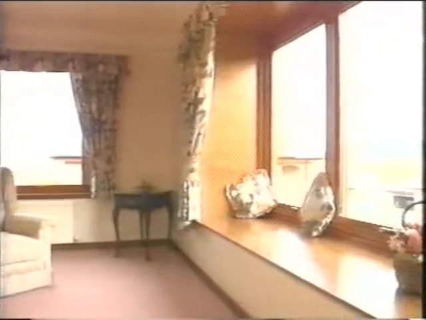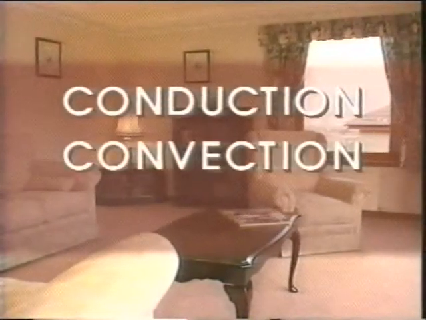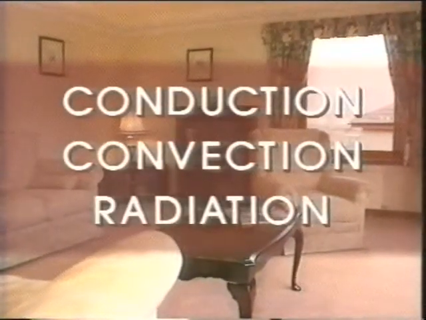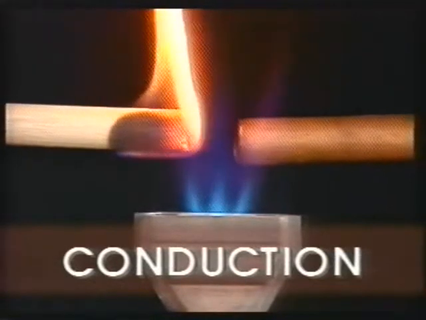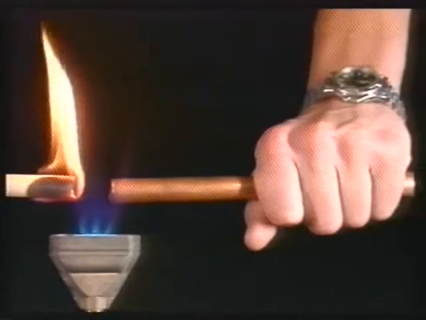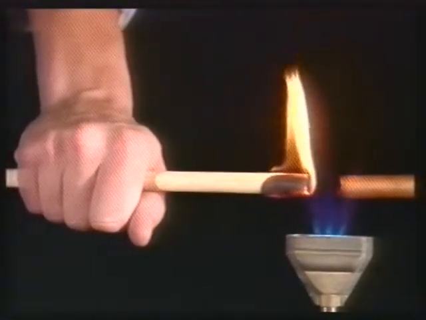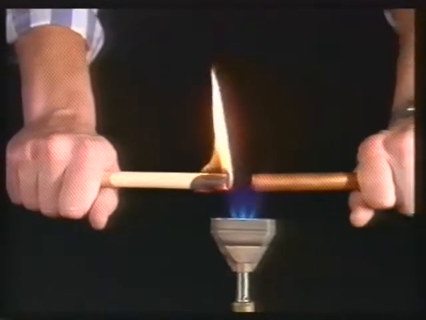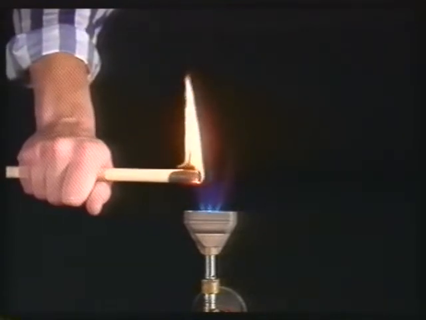When designing heating installations, what we need to consider are the three ways in which heat is transferred: by conduction, convection, and radiation. Conduction is the process by which heat travels from molecule to molecule through a substance. If you hold a piece of copper in a flame, you'll soon feel the heat in your hand. Do the same thing with a piece of wood, and you'll feel no change for a very long time. That's because metals are much better conductors than wood.